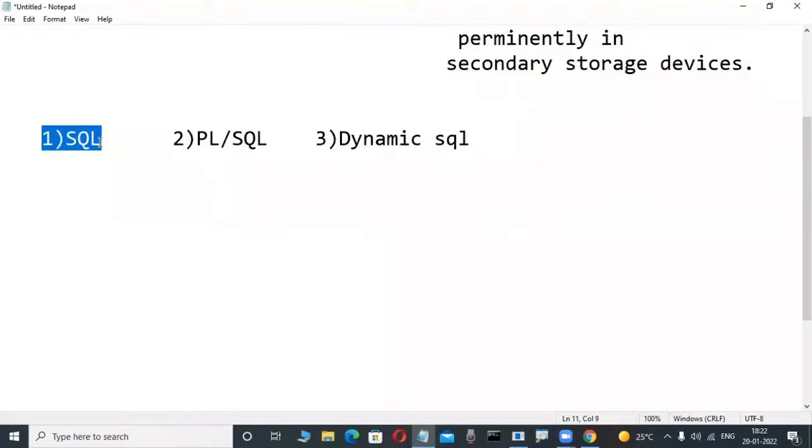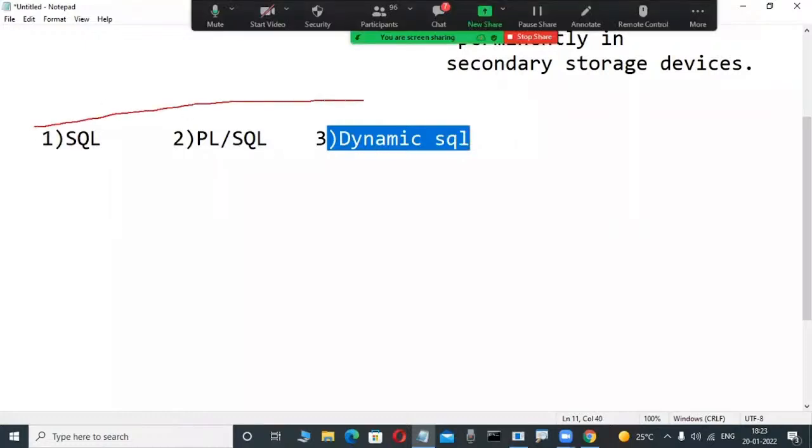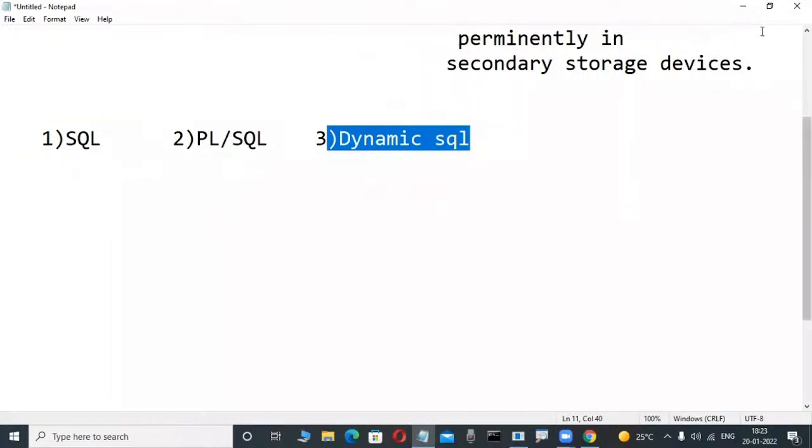One is the SQL language we are using, otherwise learn. Another one is PLSQL, another one is dynamic SQL. These three languages we are learning in our course. Most powerful. Suppose here, now here, check it out.